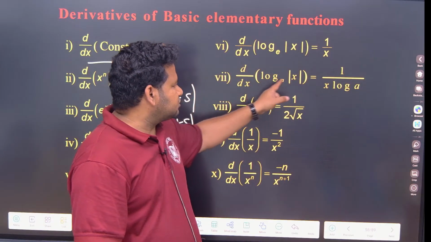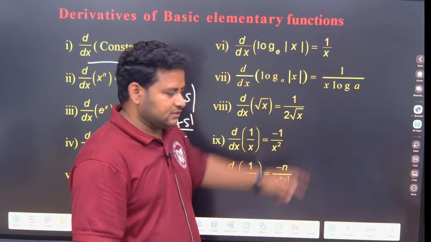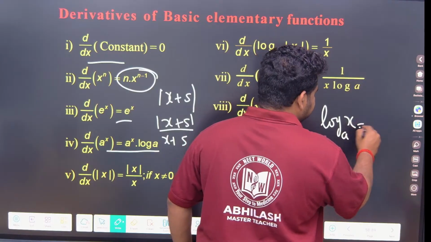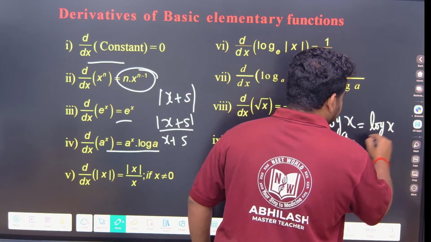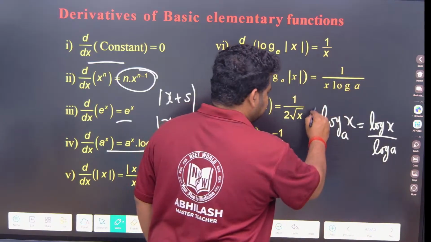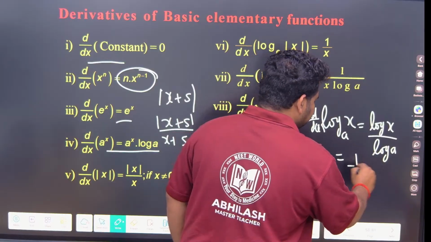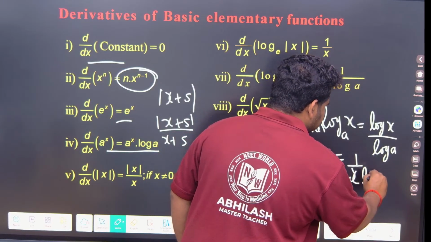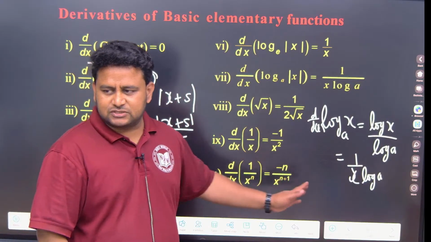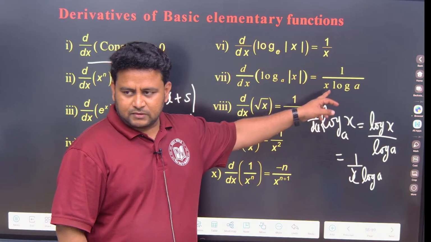Okay, d by dx of log x to the base a is what? 1 by x log a. Log x to the base a can be written as log x by log a. If I apply d by dx to this, the derivative of log x is 1 by x, and this is a constant, so we write it as it is. So it is 1 by x log a. Okay? 1 by x log a.